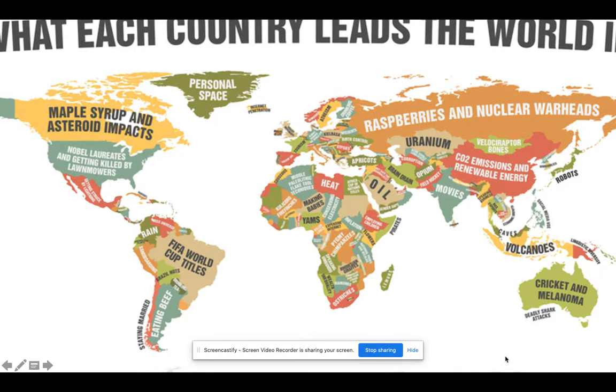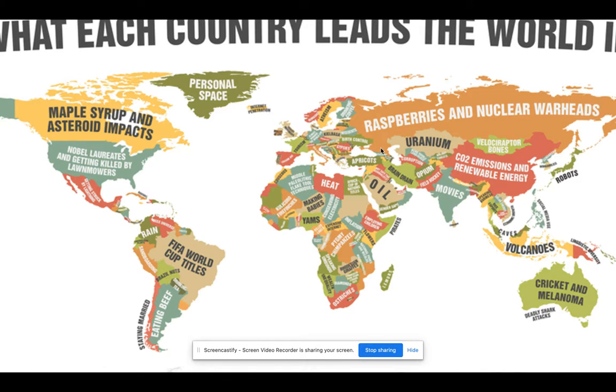So you can see America leads by Nobel laureates and getting killed by lawnmowers. Brazil has the most FIFA World Cup titles. Here in Argentina, they must eat a lot of beef. We've got velociraptor bones, caves, bunch of random things around here. You can pause it and look at more if you're interested in that.